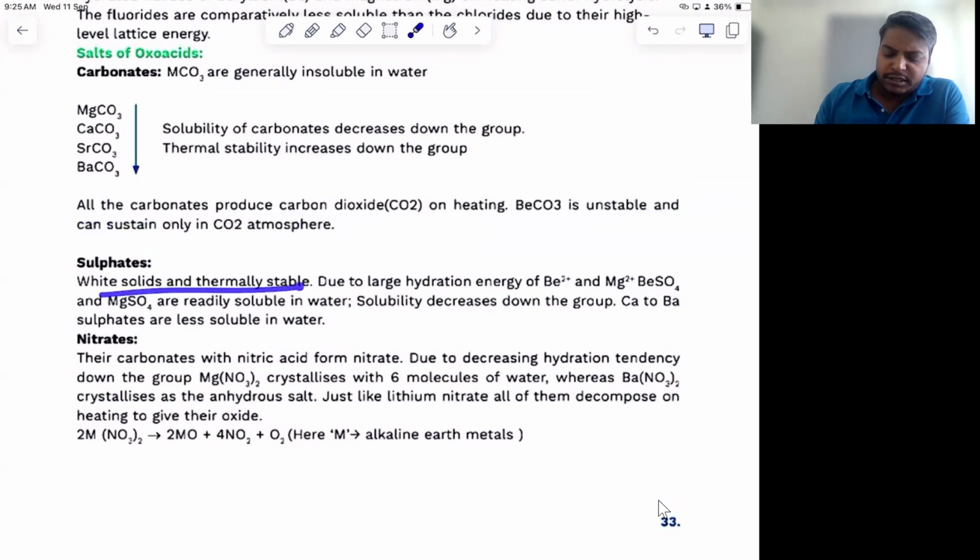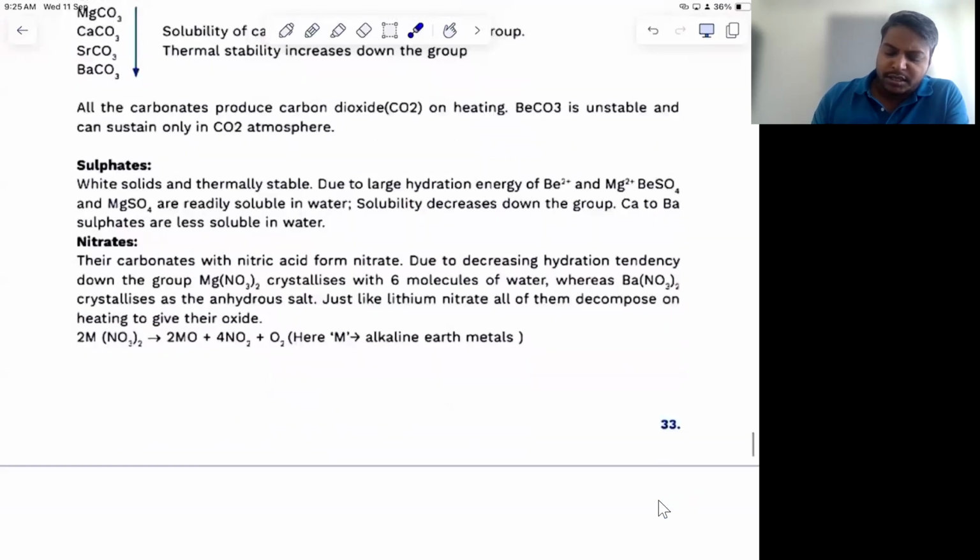Sulfates are white solids, thermally stable due to large hydration. Beryllium and magnesium sulfates are both readily soluble in water, while solubility decreases down the group. Calcium to barium sulfates are insoluble.